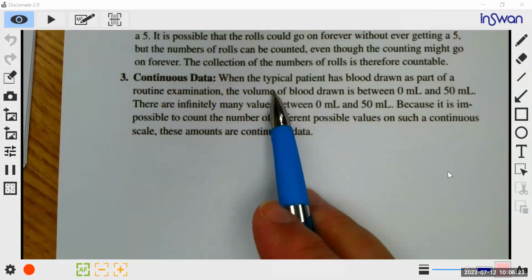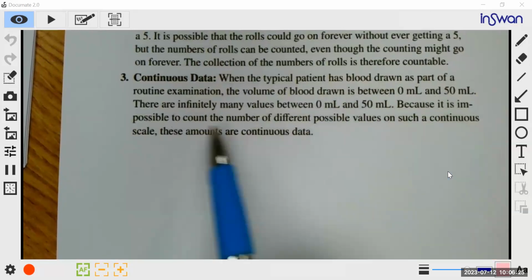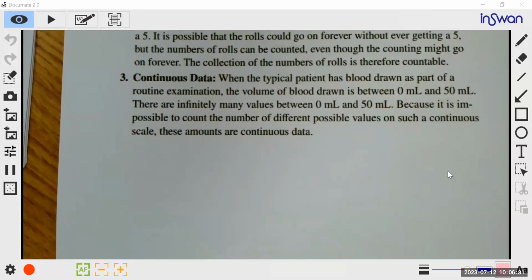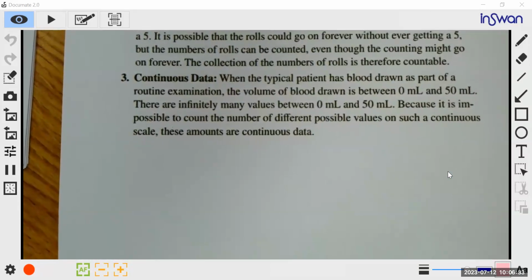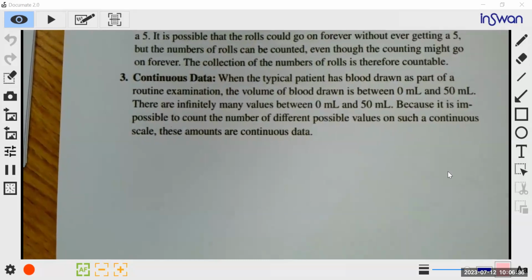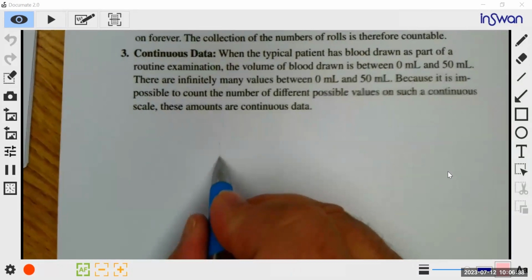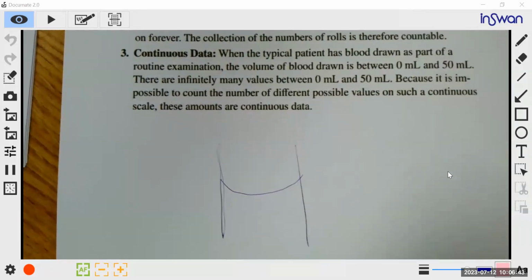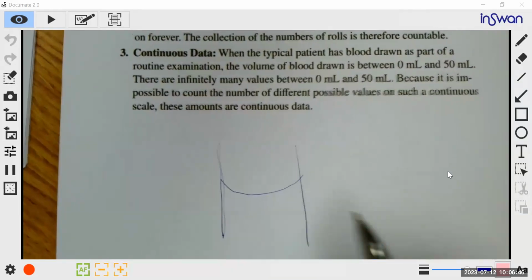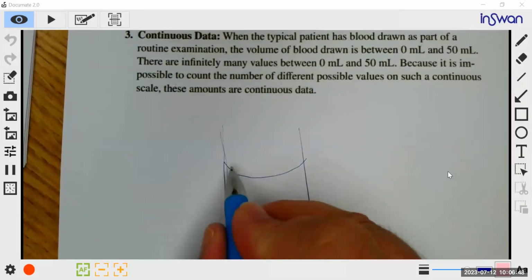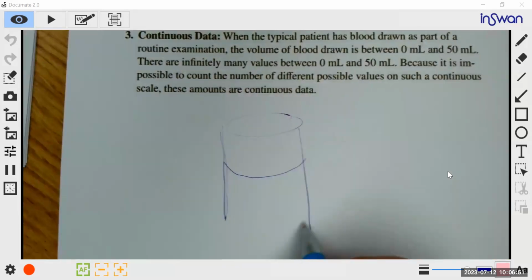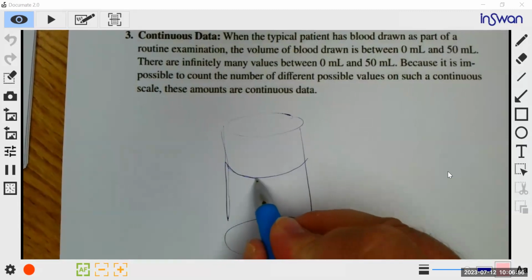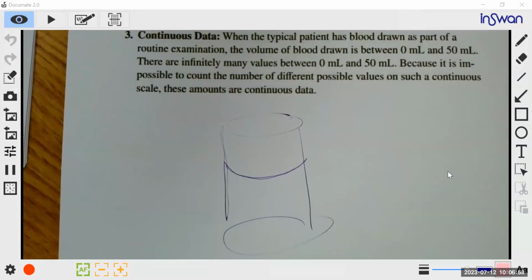Continuous data. When the typical patient has a blood drawn as part of a routine examination, the volume of blood drawn is between 0 milliliters and 50 milliliters. Is it exactly 50 milliliters or no? If you had a tube with liquid in it, this is called the meniscus. It's never a flat line.